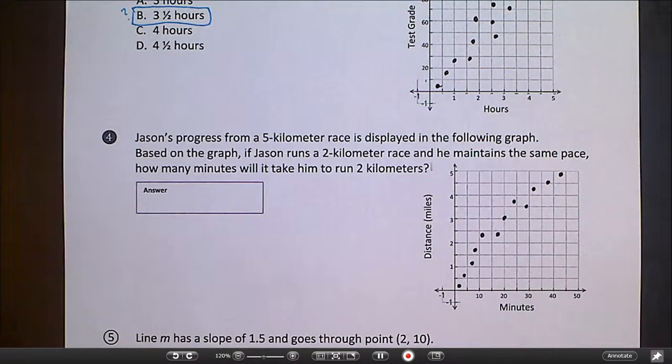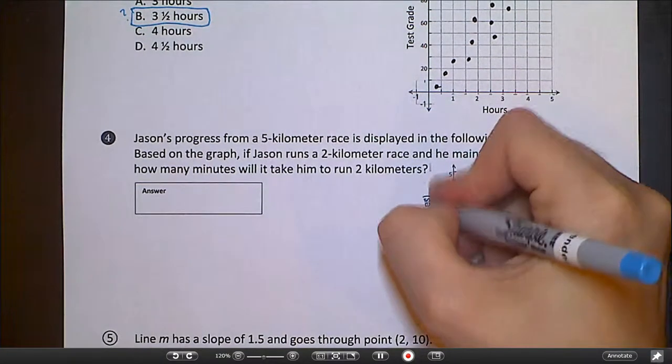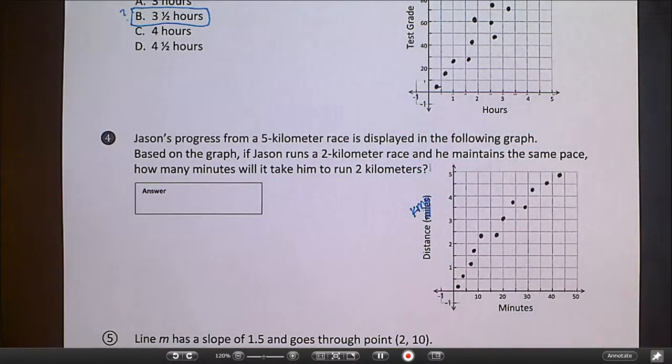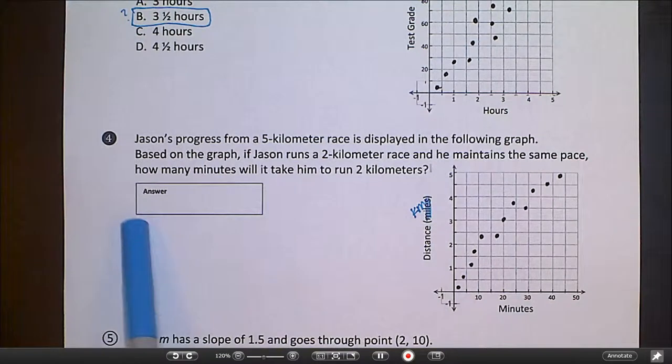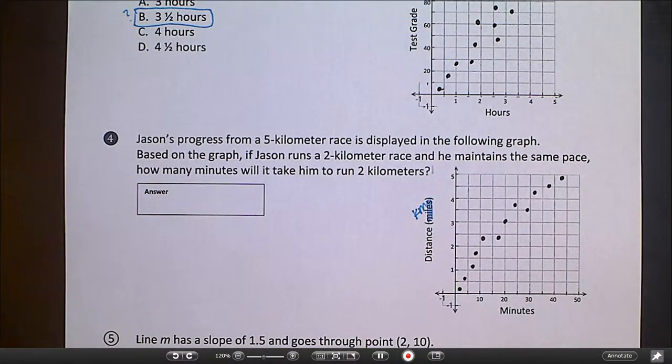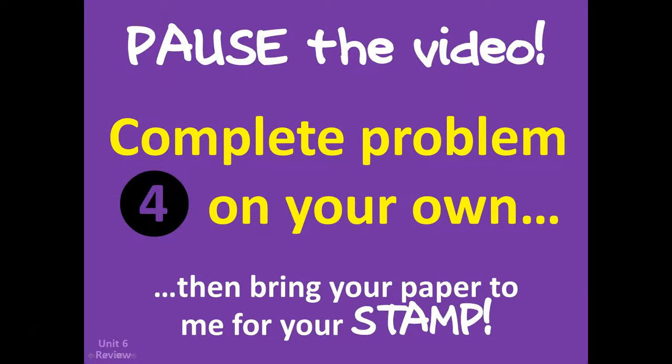And I know I put this as miles. This should have been kilometers. I'm sorry about that, typo. So if you'll change that to kilometers and then write your answer here with the kilometers units. Now complete problem 4, the shaded one, on your own. Then bring your paper to me for your stamp before you move on to number 5. Please pause the video now.